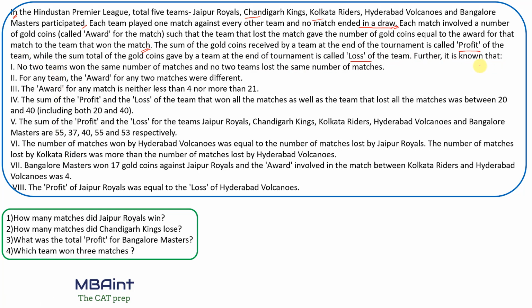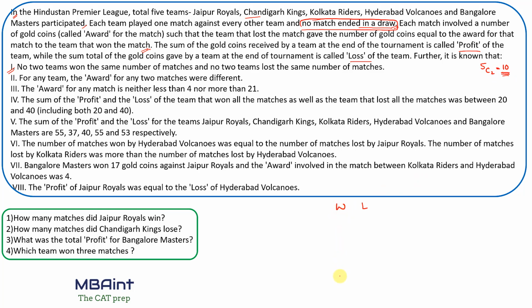Now we know that altogether how many matches would be played? 5C2, that equals 10 matches, and each team would play how many matches? Each team would play 4 matches against the other teams. Now let's see the first point. It says that no team won the same number of matches and no team lost the same number of matches. Now as there are no draws, which is already given, we have wins and losses. Each team would play 4 matches, and altogether we have 10 matches.